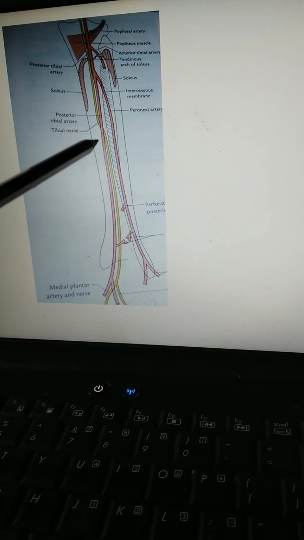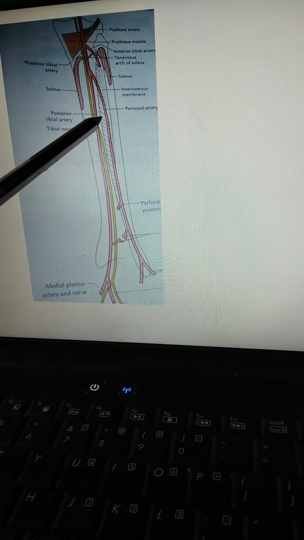Now, branches: muscular branches to the posterior and lateral compartment of leg, nutrient artery to the fibula. It gives communicating branch which joins with a similar branch of posterior tibial artery, and perforating branches which are large and pierce the interosseous membrane about 5 centimeters above the ankle.